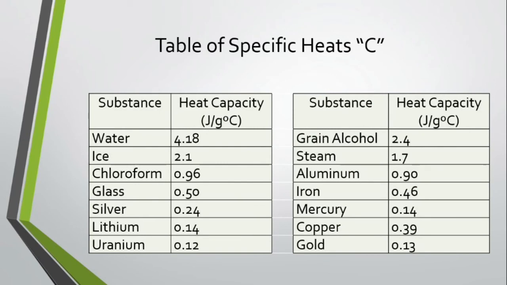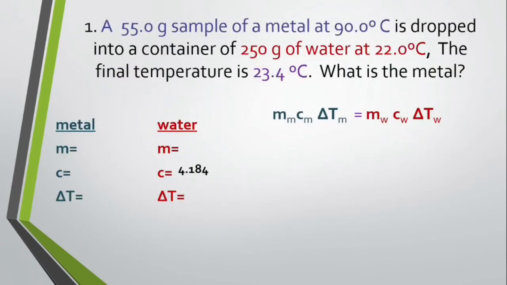You'll see these two tables of specific heats here that we're going to be using on this page, and we're going to need to come back and look at these as we're working in the rest of the packet problems as well. So the first problem, and actually the only problem I'm doing with you, tells us that we have this 55 gram sample of a metal at 90 degrees Celsius. That's our metal information. Dropped into a container of 250 grams of water at 22 degrees Celsius. That information is all about the water.